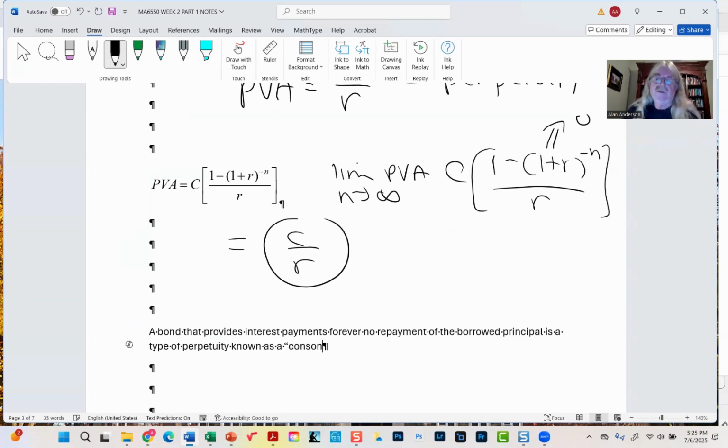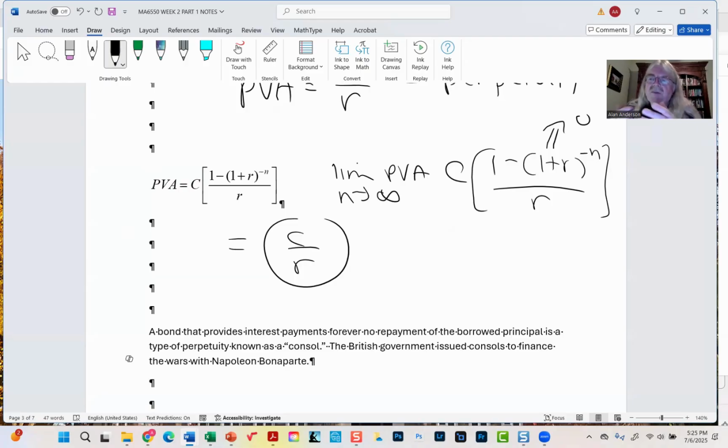Now, again, you might say, well, there's no way anyone has ever actually done this. Well, the British government, whoops, consol with an L. Believe it or not, the British government issued consols to finance the wars with Napoleon Bonaparte. I guess they were afraid that they might not be able to repay the principal before it became due. So they figured, well, it'll be safer this way. If we win, we'll just make the payments forever. If we don't win, well, what's the big deal? We won't have to pay them off anyway. So they were issued during that period.